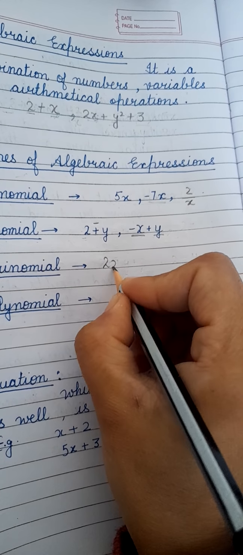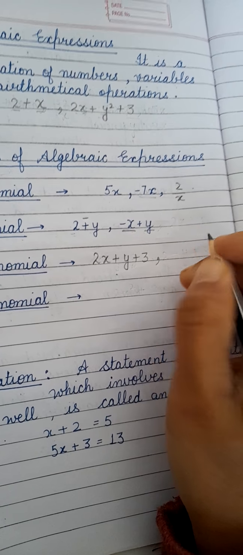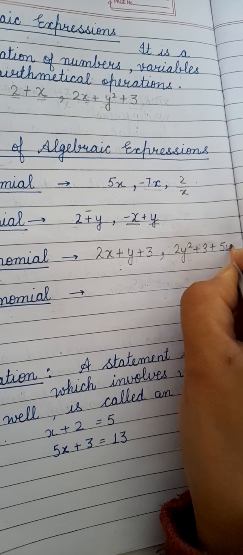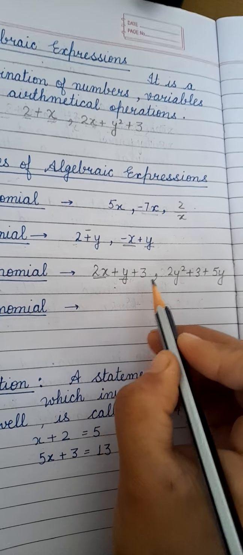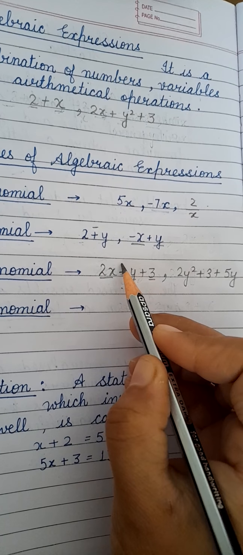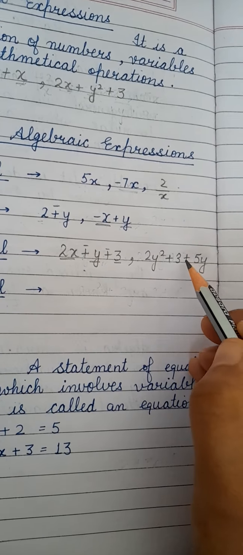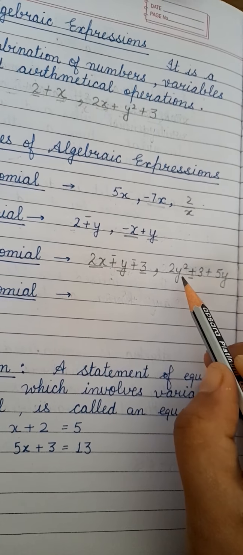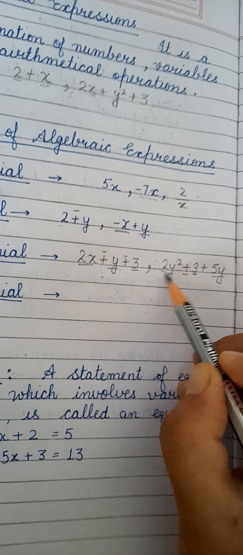So next is your trinomial. A trinomial has three terms, 2x, y, anything you can write. 2x is the first term, y is the second and 3 is the third. Three terms, and the symbols between them should be plus or minus. Here you can use plus or minus, anything, but two symbols should be there between the three terms: one term, second term, and this is your third term.